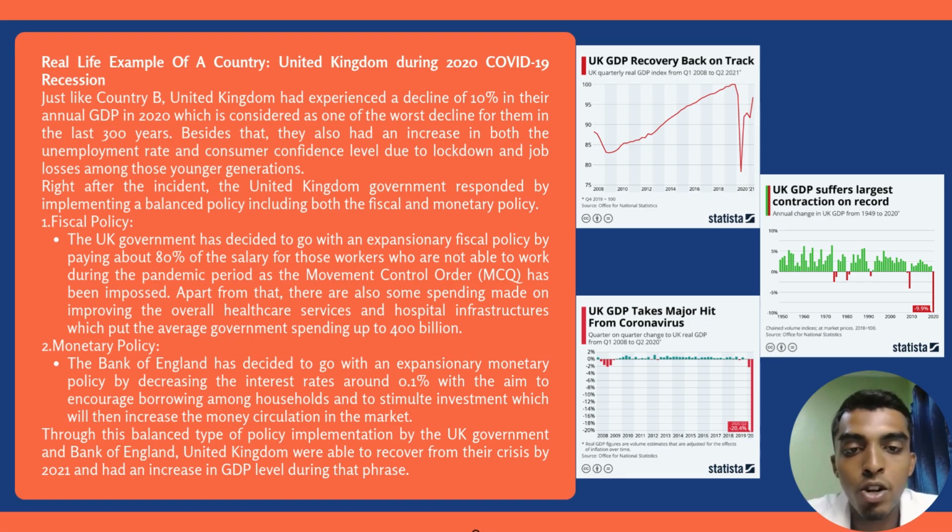For a real life example, we can look at the United Kingdom in 2020 during the COVID-19 pandemic, where they had faced a similar situation to country B, with a decline in GDP level and an increase in the unemployment rate. To tackle this issue, the government of the United Kingdom imposed an expansionary fiscal policy by paying 80% of the wages of labourers that could not work due to the MCO and also improving their overall healthcare infrastructure. While for monetary policy, the Bank of England imposed an expansionary monetary policy by reducing the interest rate with the hope to stimulate investment and encourage borrowing among households.